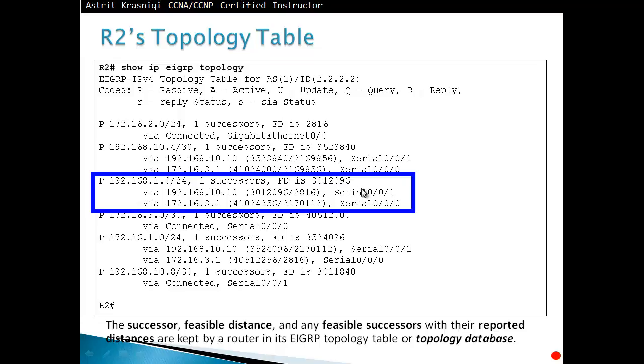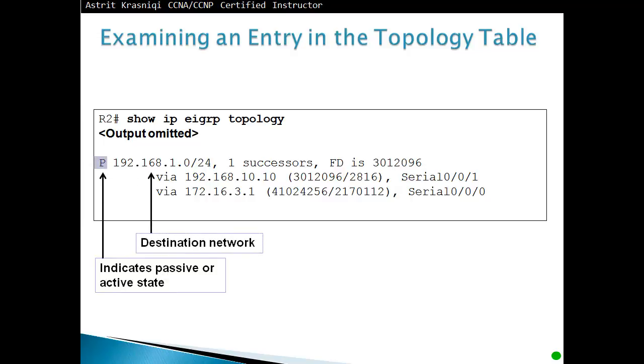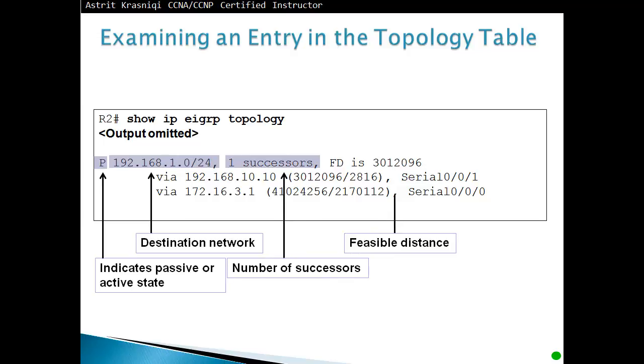Okay, so this is the network that we're going to look in more detail now. We look at 192.168.1.0/24. It says one successor, and feasibility distance is 3,012,096. The indicators: P indicates passive. Okay, everything is cool, it's working. That's a destination network, 192.168.1.0. How many successors we have, and what's our feasible distance?